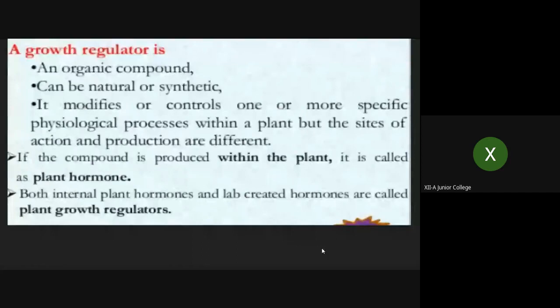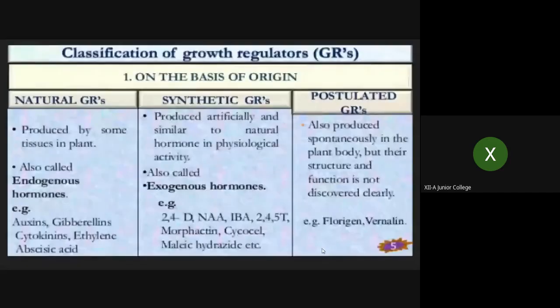Now, on the basis of origin, there are these 3 categories. One is natural growth hormones, second synthetic growth hormones, and the third is postulated growth hormones. The third category has been removed from our syllabus, so we are not going to discuss it, but we will be stressing on the first 2, that is natural growth regulators and synthetic growth regulators. First, what are the peculiar points we will talk about? That is natural growth regulators.